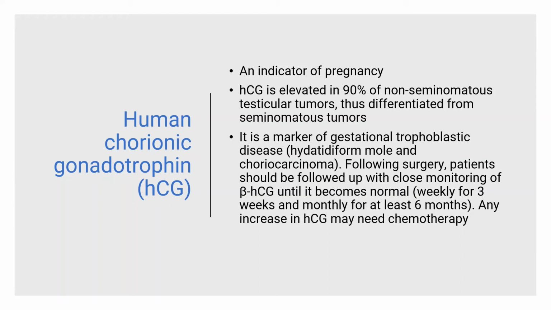So after surgery for these pathologies, the patient can be assessed periodically with beta human chorionic gonadotropin level. Ideally, measure beta human chorionic gonadotropin weekly for 3 weeks and then monthly for at least 6 months. Any increase in beta-HCG indicates the necessity for chemotherapy, because an increase means there is recurrence, which indicates chemotherapy, for choriocarcinoma especially. HCG is markedly elevated in choriocarcinoma.